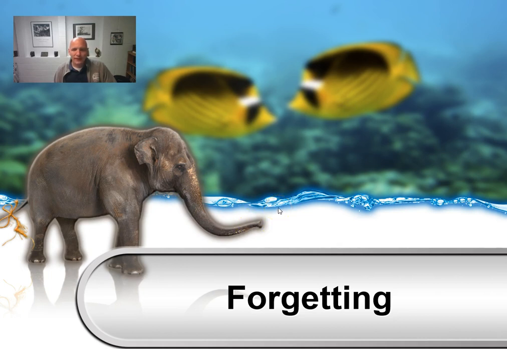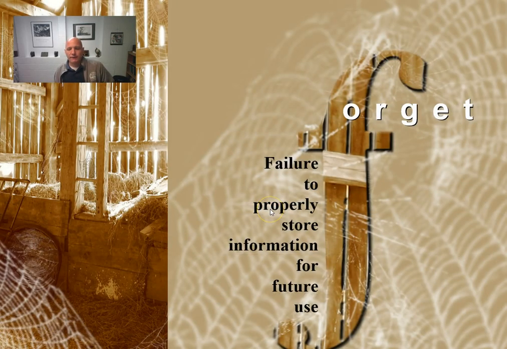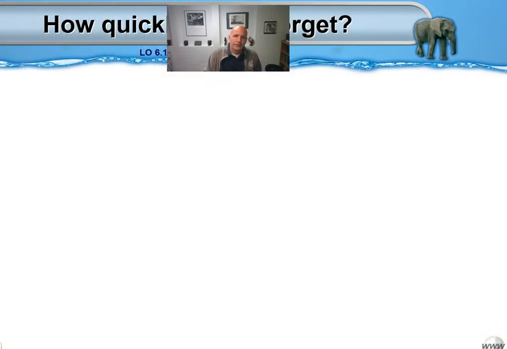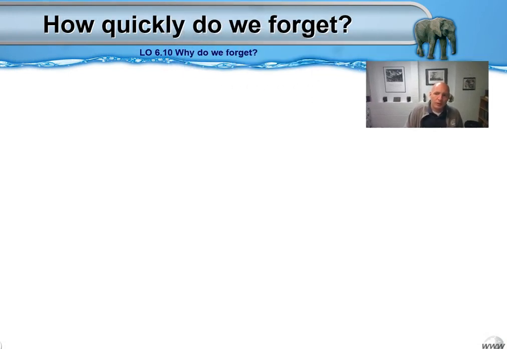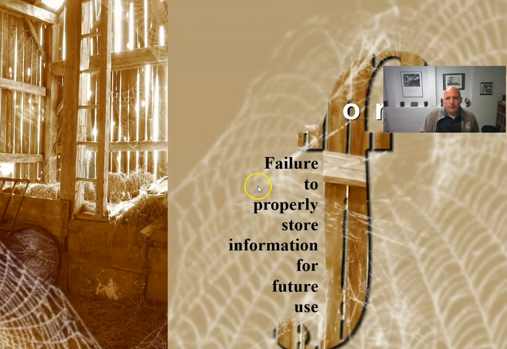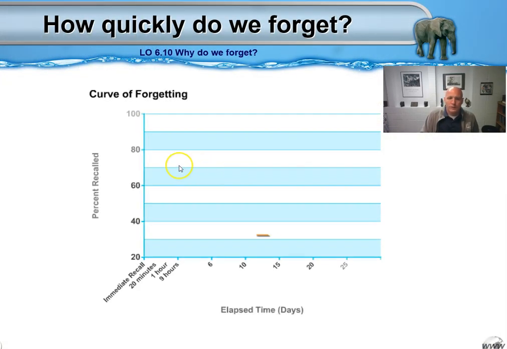So we all understand that this happens, but let's define forgetting not as a failure to retrieve, but as a failure to store information. When we fail to properly store information for future use, we don't retrieve it well. And this oftentimes happens because we don't go back and look at our notes.